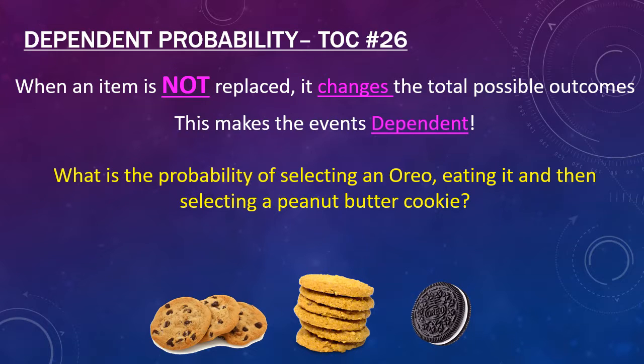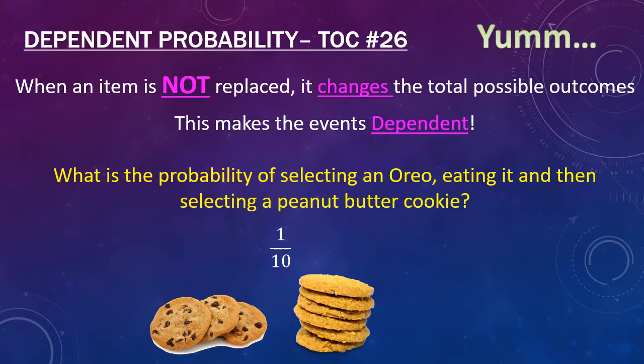If I take that Oreo cookie, because it's asking what's the probability of selecting an Oreo, that is 1 out of the 10 cookies. Well, if I eat it, that Oreo cookie is now gone. So when I look at my second one, what is the probability of selecting a peanut butter cookie? There are still 6 peanut butter cookies, but there's no longer 10 cookies because I ate the Oreo. So now there's only 9 cookies. I ate that Oreo.